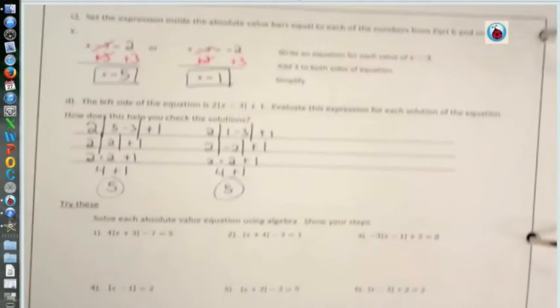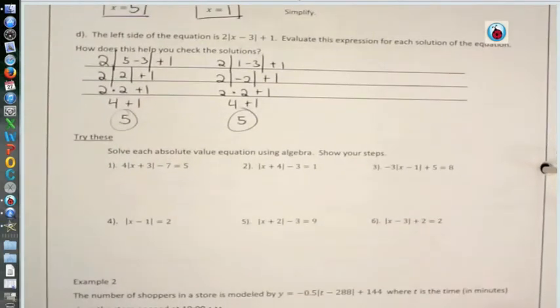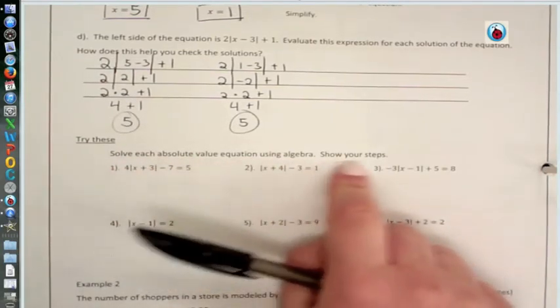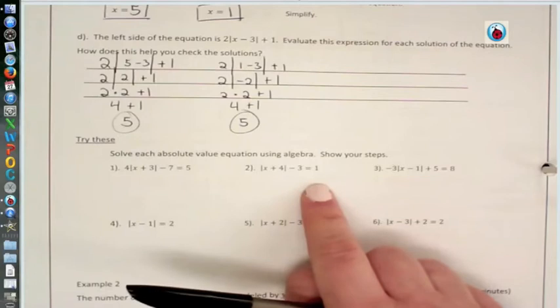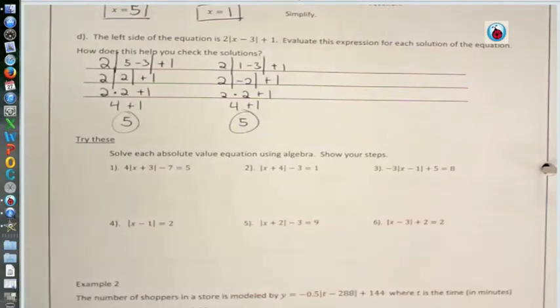All right, let's try some more of these because this is a new thing. It's going to take a little bit of practice to get used to. We're going to solve each absolute value equation using algebra. We're going to show each step of work. I'm actually going to start with number 4.